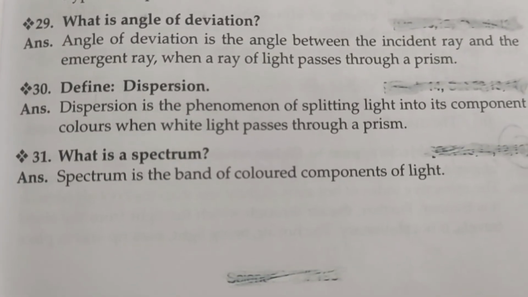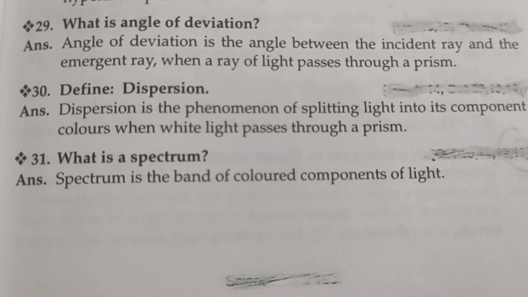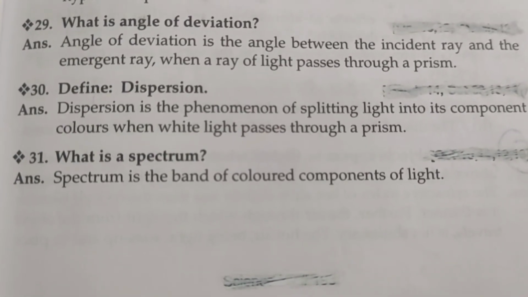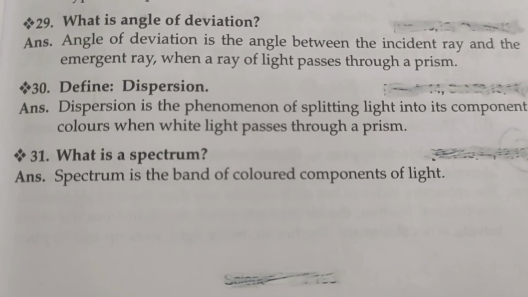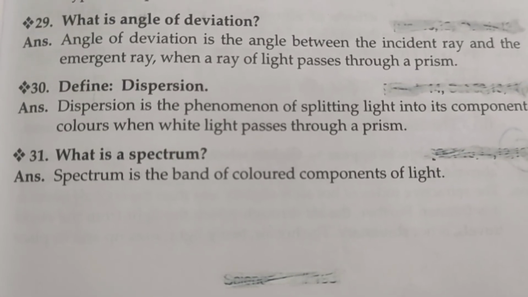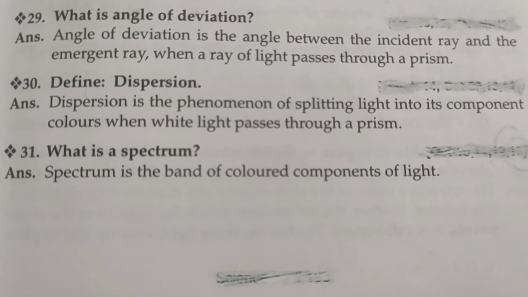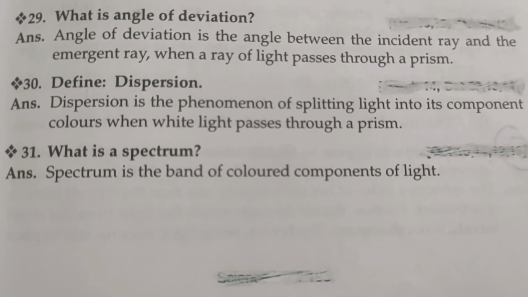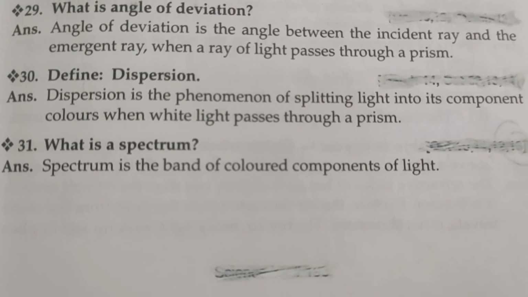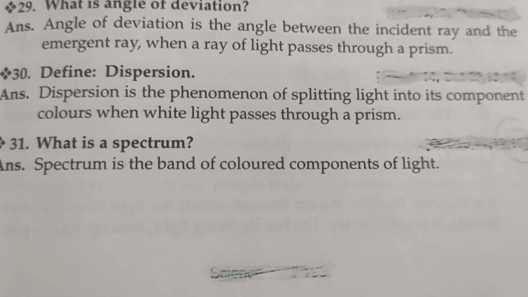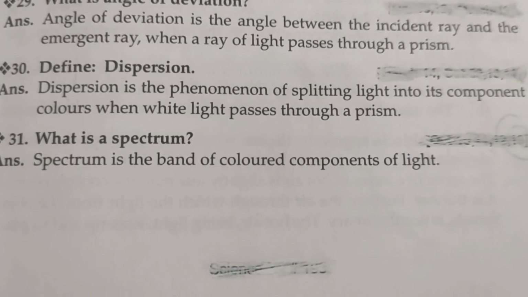What is the angle of deviation? Angle of deviation is the angle between the incident ray and the emergent ray when a ray of light passes through a prism. Define dispersion. Dispersion is the phenomenon of splitting of light into its component colors when white light passes through a prism. What is a spectrum? A spectrum is the band of the colored components of light.